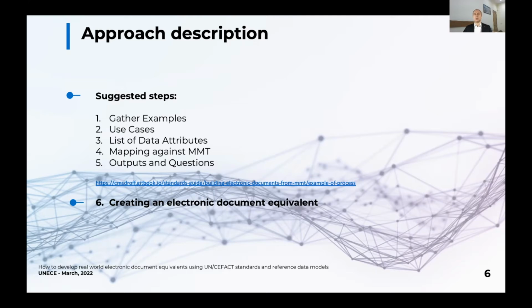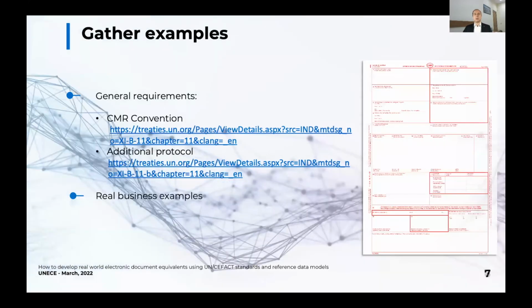As an illustration of the approach taken in our assessment and case studies showing some of the differences, we will use the International Road Transport Consignment Note, CMR. So, gather examples. To gather examples, one should refer to general requirements and also to real business examples. For CMR, this is first of all the Convention for International Road Transportation and also the additional protocol for the eCMR Convention, links provided. If you are doing a digitalization of some document, not as an academic assessment, you should have access to some real shipments with documents accompanying them.